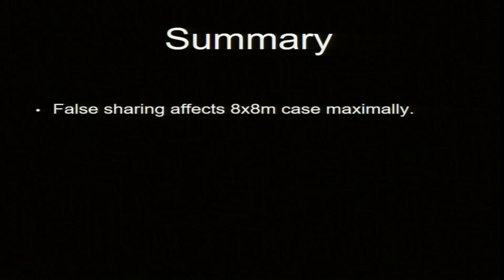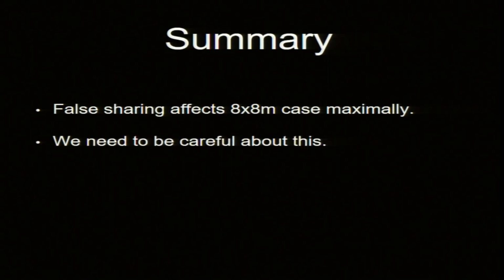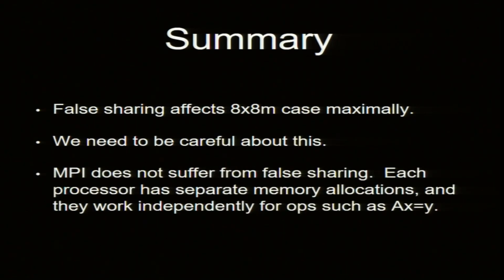Summary: false sharing affects the 8 by 8 million case maximally. We need to be careful about this. OpenMP performance takes a hit, this is one of the reasons, but MPI does not suffer from this. In MPI data is not shared. These Ys are their own different stuff, they do not worry about 8 numbers, they worry about 2 numbers by design. Data is not shared in MPI, so MPI can be faster because of this reason.